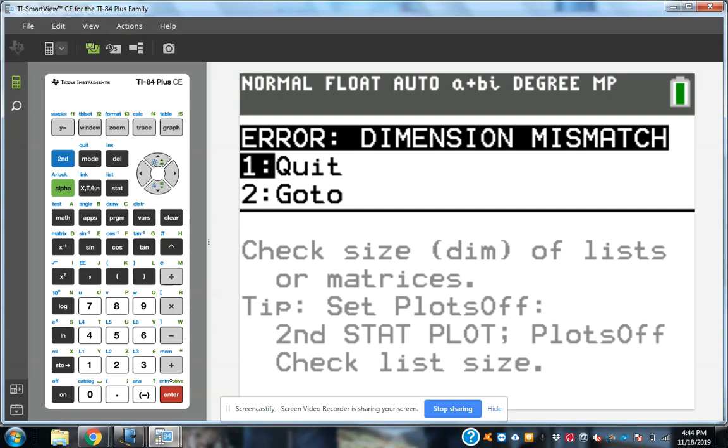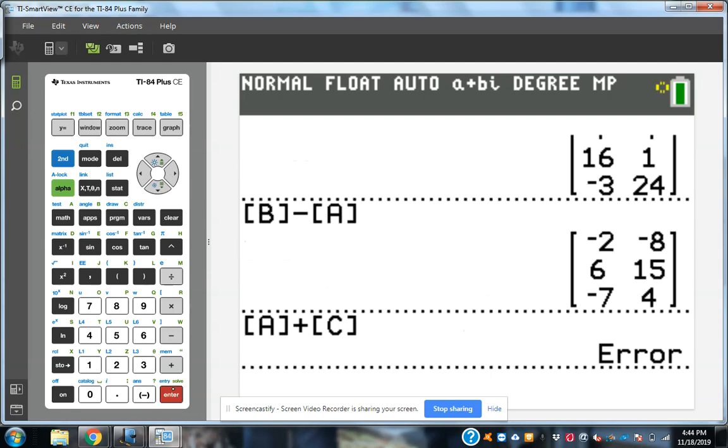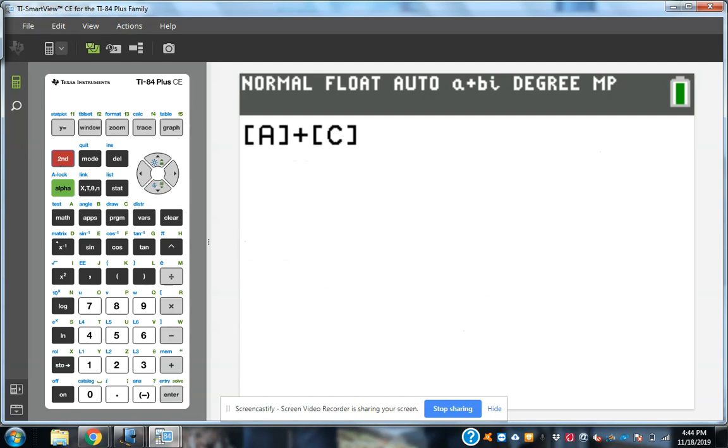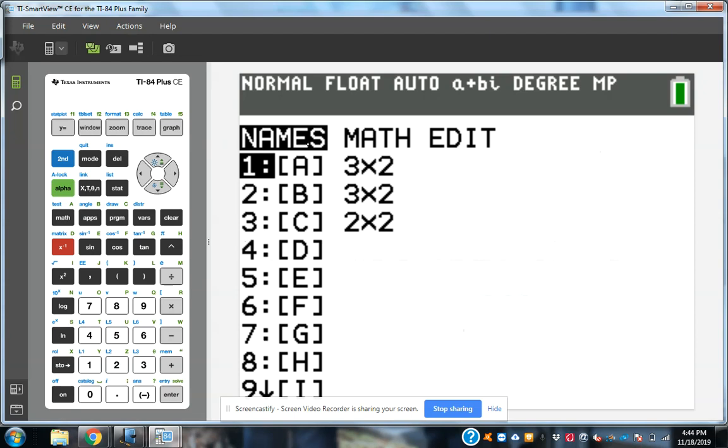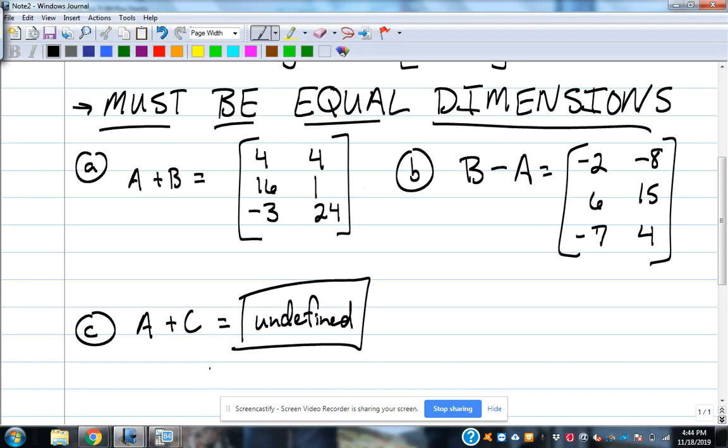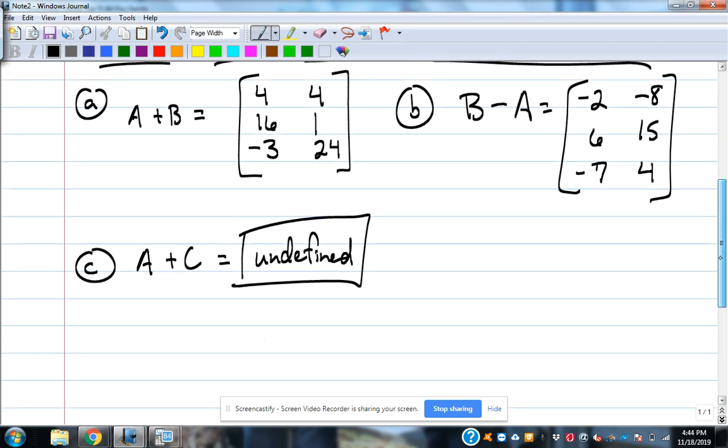So that's how it tells you, hey, what's the deal here? So go back and check your matrix sizes to make sure that you've done them correct. And we see A is a 3 by 2 and C is a 2 by 2. So that definitely cannot go together with addition or subtraction. So addition, subtraction, it must be the exact same size for it to be able to be done. Okay, really all there is to the adding and subtracting of matrices. So it's not real hard.